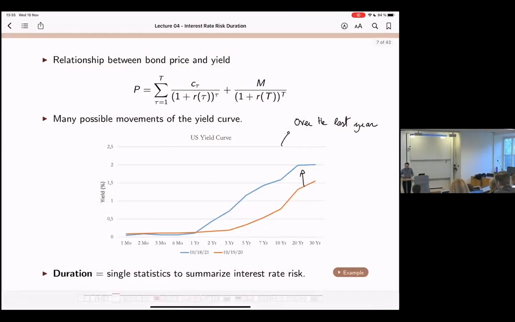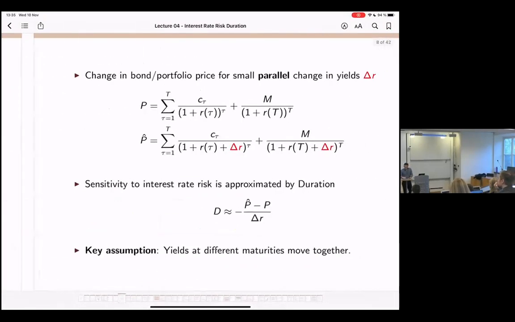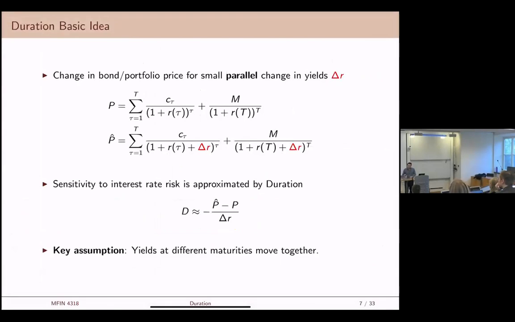As I said, we want a single relevant statistic to summarize interest rate risk. So what's the basic idea? There's going to be a bit of algebra, but nothing too complicated. At the end of the day, the most complicated thing we're going to do is take a derivative, so that should be okay.